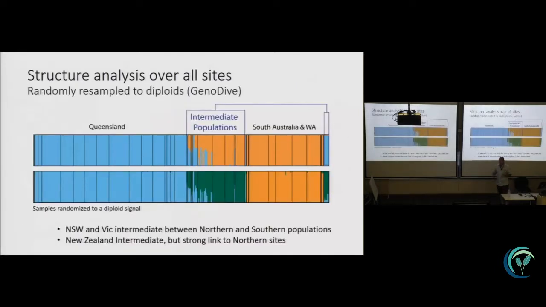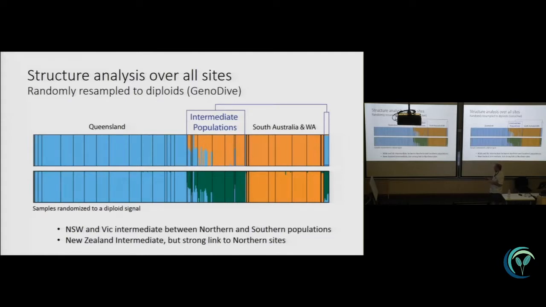If I apply this analysis on all my populations, all the way from Queensland to WA, and I force my populations to split into 2 groups, I can see that Queensland is clearly defined. And the population genetic study is traditional, it's good, no problems here. South Australia, no problems there. But in the middle, we have this intermediate signal. Again, it is not a totally fair analysis doing this with structure because it forces everything down to diploid.